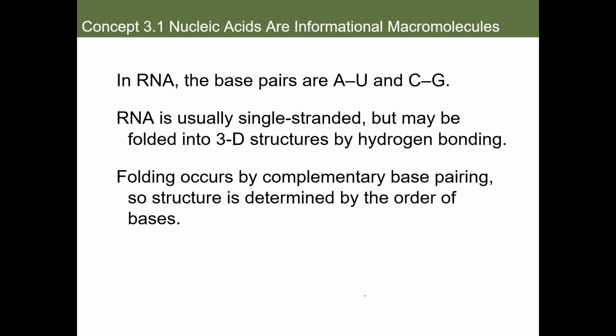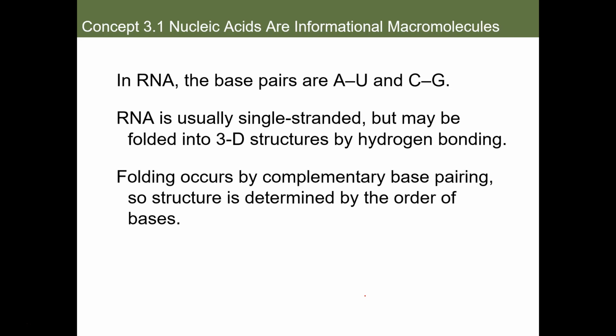Now, in RNA, the base pairs, like I mentioned, are A and U and C and G. RNA is typically single-stranded, but in certain 3D structures, it can go into a double strand in places by folding. And that's done through the process of hydrogen bonding.